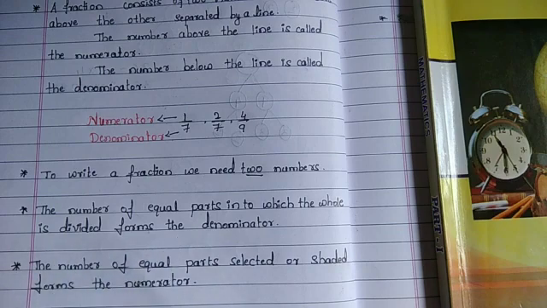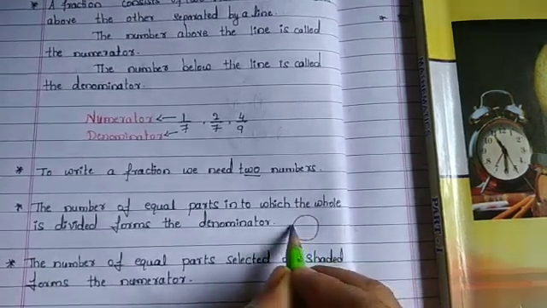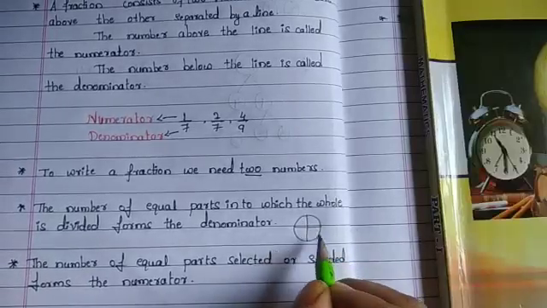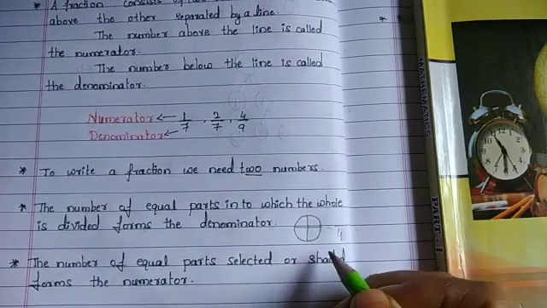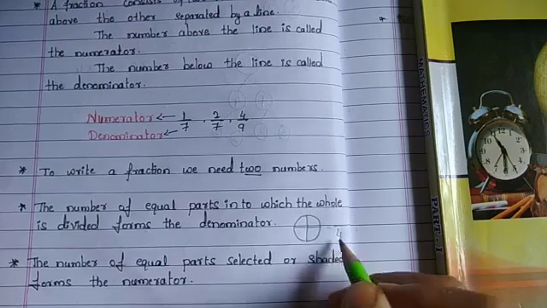I will explain it. Suppose there is one circle. How many parts? There are 1, 2, 3, 4. Yes, this one we will write here in the denominator place. How many parts are there? 4 parts.